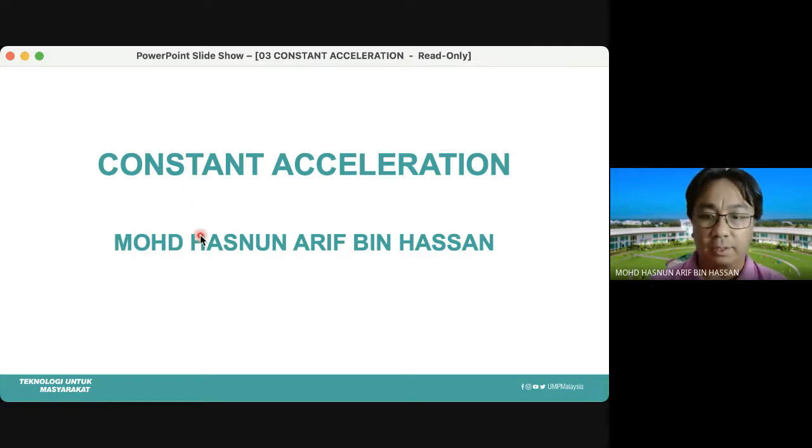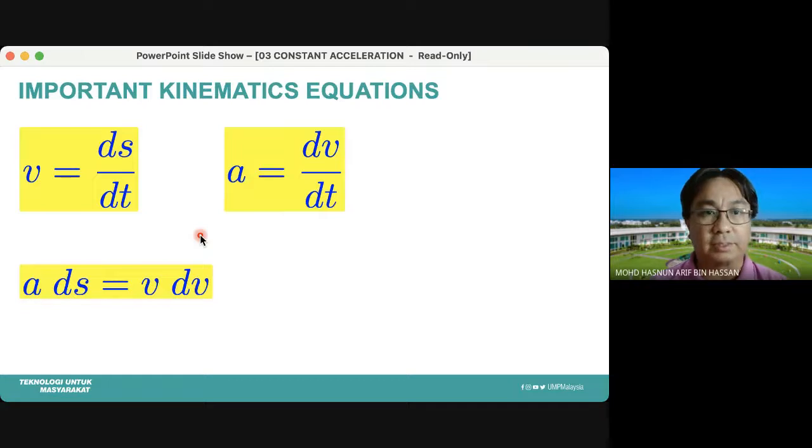Basically we have learned about the basic kinematics equations. I hope all of you have watched the videos. I have shown in the videos that the velocity v is equal to ds over dt. This is a differential equation. Differentiate the displacement with respect to time, ds over dt, and then from the velocity we can calculate the acceleration. a is the acceleration, which is equal to dv over dt.